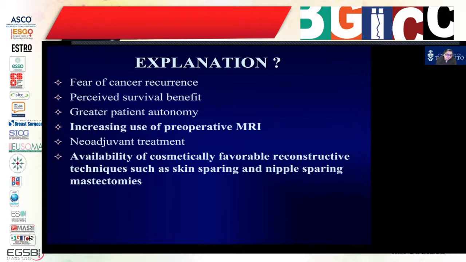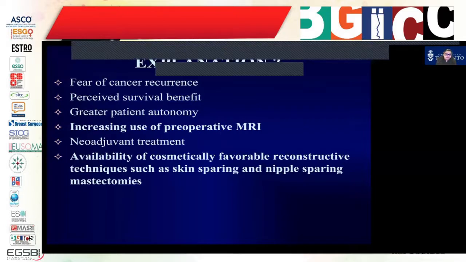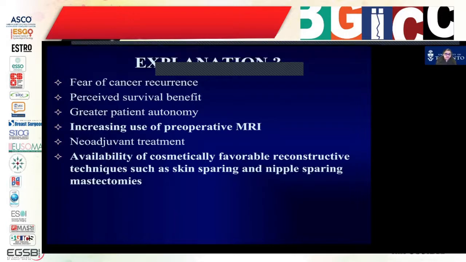Neoadjuvant treatment, obviously, for locally advanced breast cancer, and the fact that neoadjuvant treatment is now being offered to even smaller sized cancers based on their receptor status, and availability of cosmetically favorable reconstructive techniques such as skin sparing, nipple sparing. So people were just choosing to have a mastectomy and immediate reconstruction. So these were the confounding factors for why the rates of mastectomy were increasing.